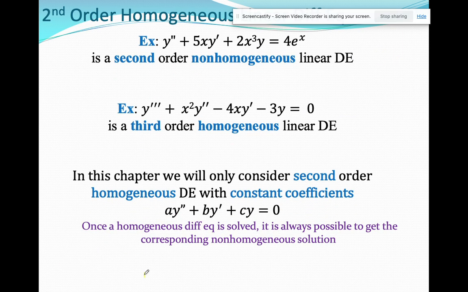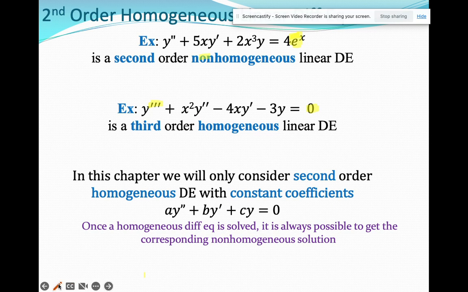So again, just for emphasis sake, I want you to look at these. The first example is non-homogeneous because I've got this term on the right that is not 0. This one is a homogeneous linear differential equation because it is equal to 0, but it is third order, so we will not be doing that this chapter. We will only be doing second order.